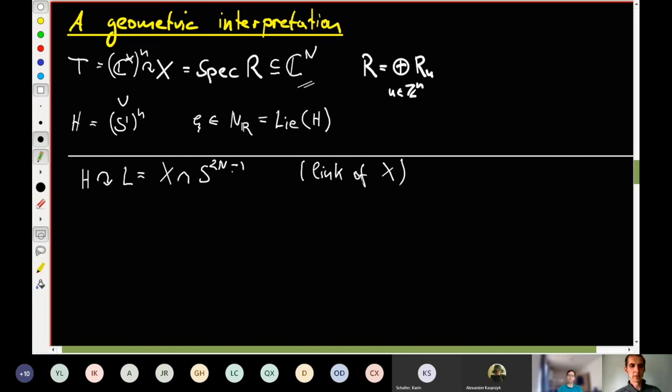And this is not hard to see, right? Multiplying a vector with an element of the compact torus does not change the length of the vector, meaning that in particular, if we started on the unit sphere, we end up on the unit sphere after multiplying with an element from the compact torus here. Okay, and what does our choice psi give us on this smooth manifold? It's going to give us a vector field.